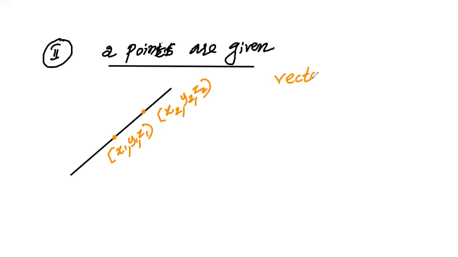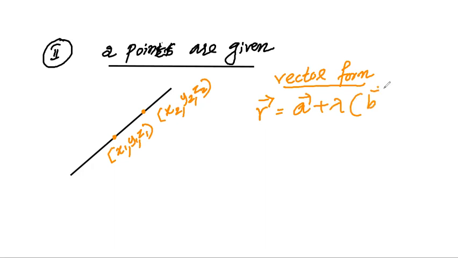First one, as I told you, we need to discuss vector form. Vector form says that r is equal to a plus lambda into b minus a. In the previous case, vector b was a parallel vector. Here parallel vector is not mentioned. Then we have to know what is b. It's very easy. I think you know what is vector r.